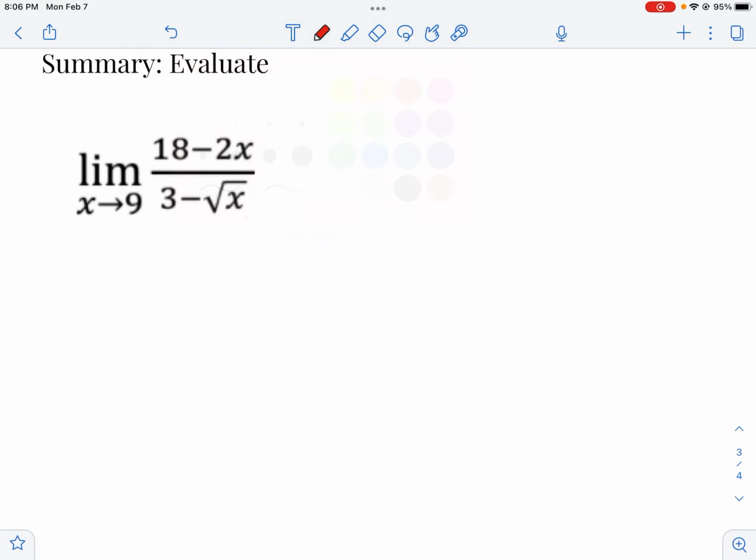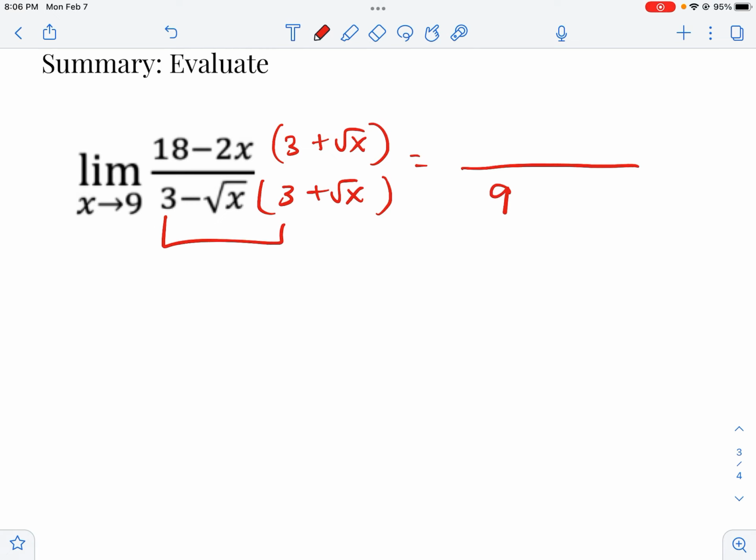Again, if I put 9 in as is, we'd have a 0 in the denominator. So I'm going to multiply the bottom and the top by the 3 plus radical x, the conjugate of the bottom. On the bottom, I'll multiply the conjugates. 3 times 3 is 9. Negative radical x times positive radical x is minus x.